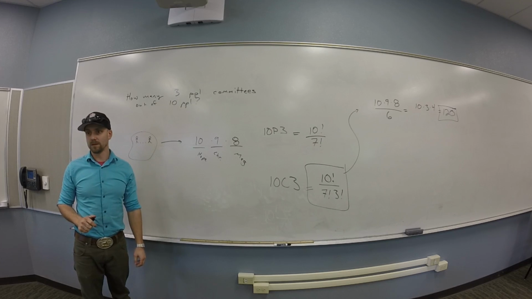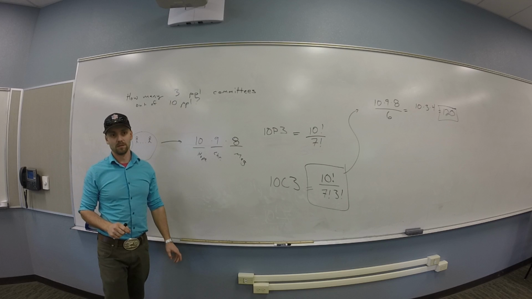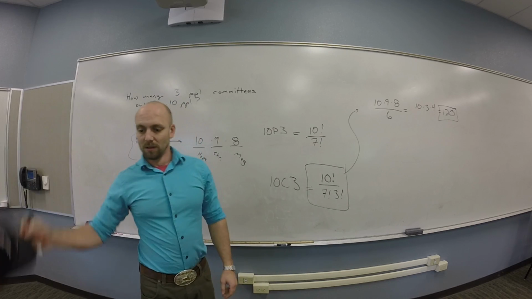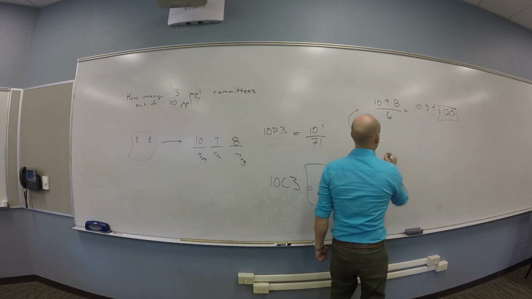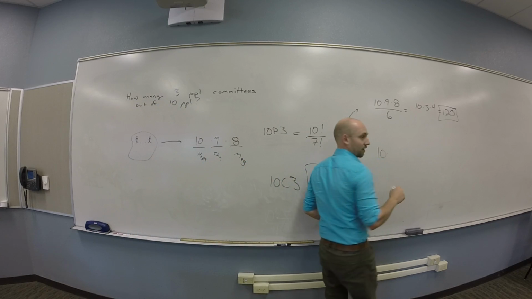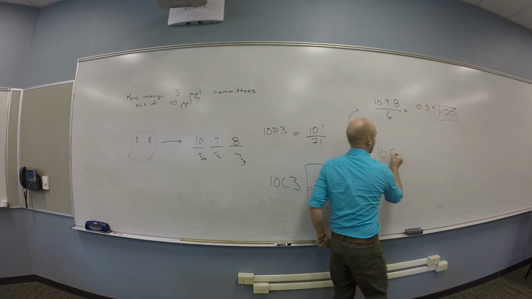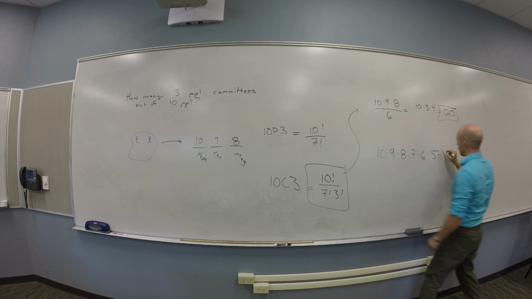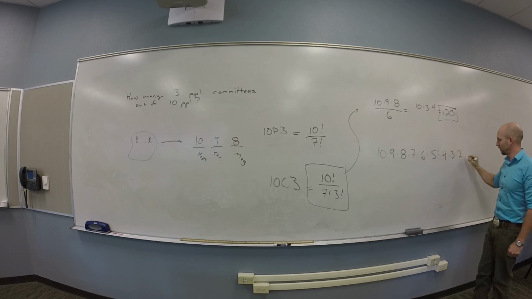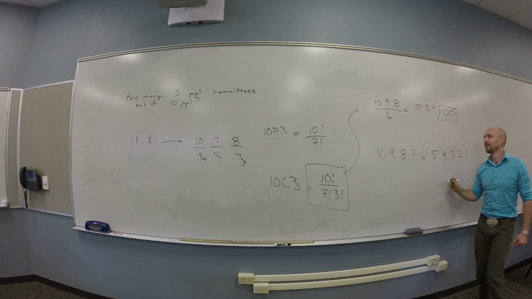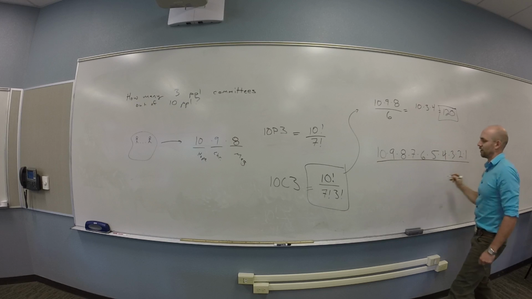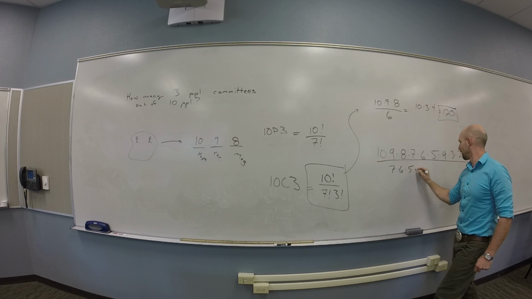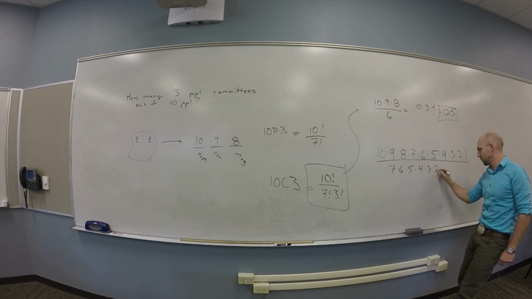Useful? Questions, things? Where did the 6 come from? I know we slashed the 7 and the 3. Okay, so more precisely, this thing is 10 times 9 times 8 times 7 times 6 times 5 times 4 times 3 times 2 times 1, right? And then on the bottom, you have a 7 factorial. That's 7 times 6 times 5 times 4 times 3 times 2 times 1.